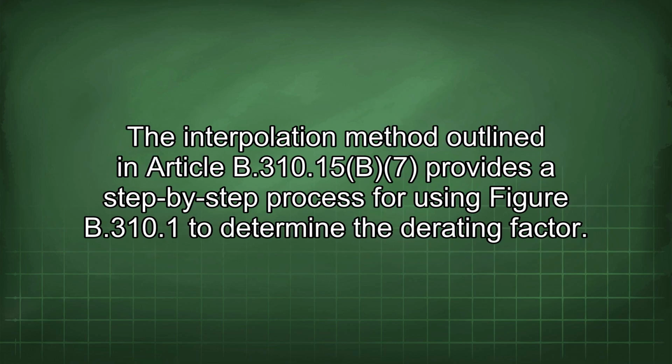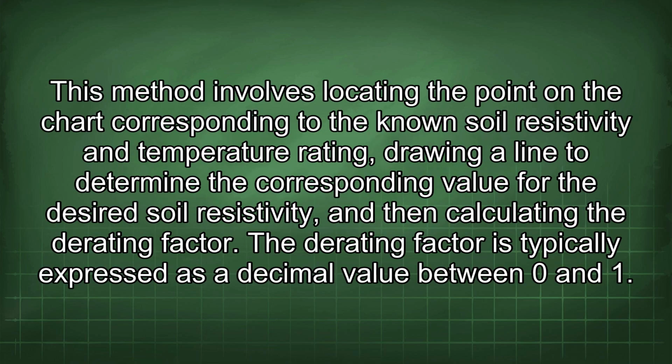The interpolation method outlined in Article B.310.15(B)(7) provides a step-by-step process for using Figure B.310.1 to determine the derating factor. This method involves locating the point on the chart corresponding to the known soil resistivity and temperature rating, drawing a line to determine the corresponding value for the desired soil resistivity, and then calculating the derating factor. The derating factor is typically expressed as a decimal value between 0 and 1.